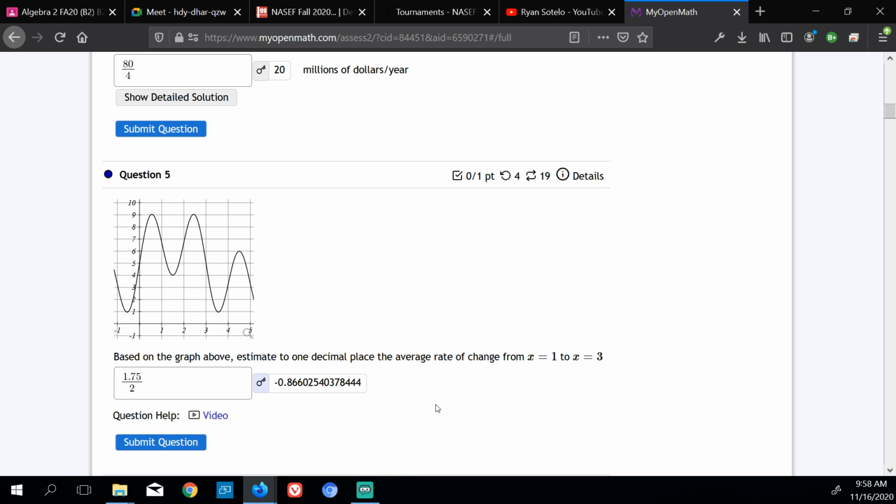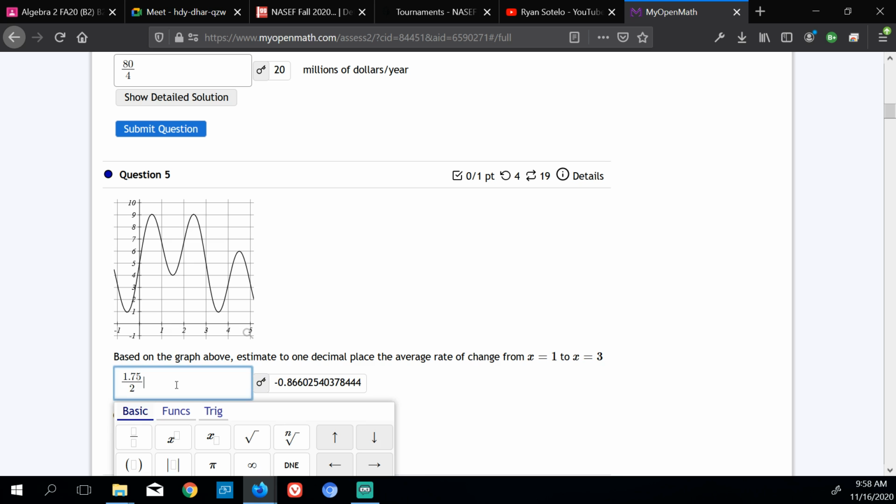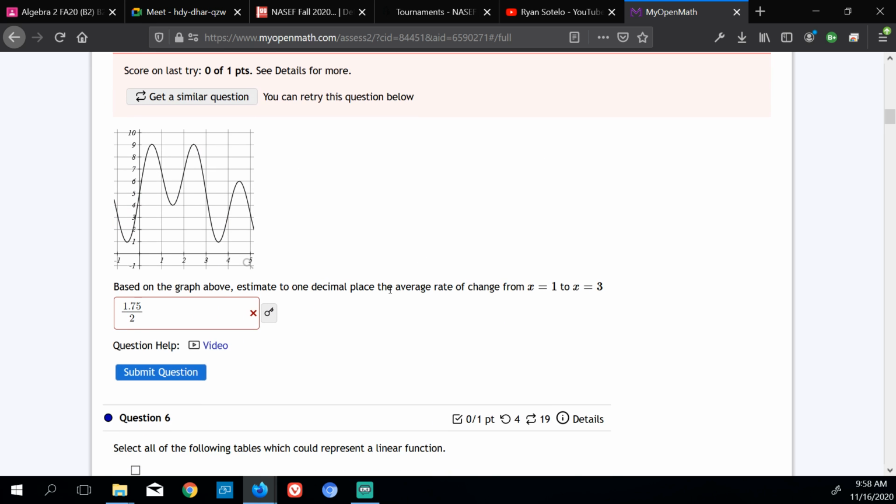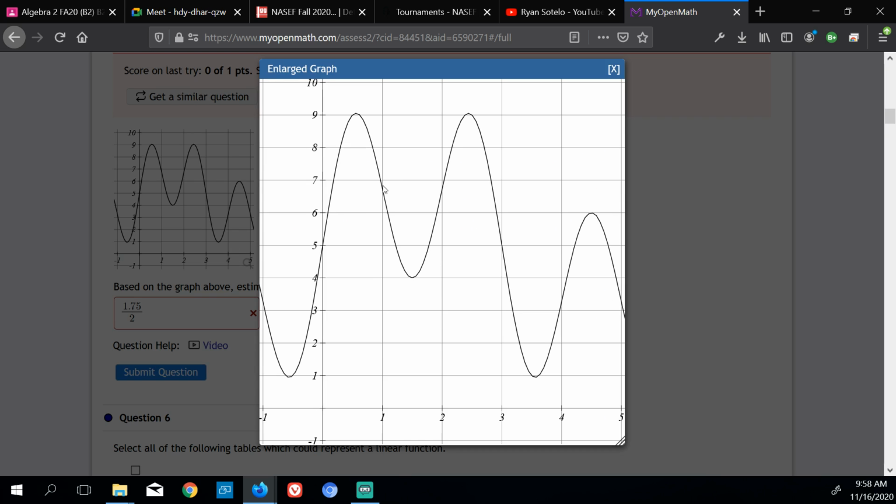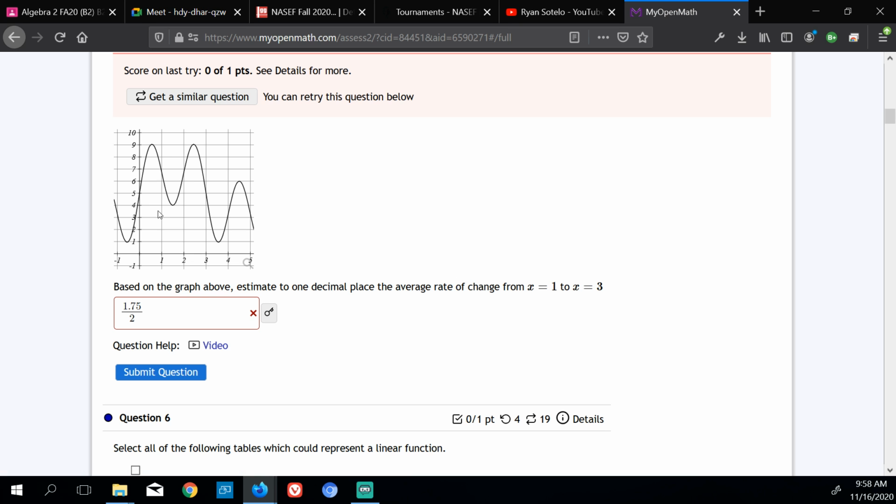I don't know if that's what they want exactly. Let's try it. Nope. Don't worry about that though, because when they have these weird little things that you have to figure out, that's not going to be on the test. So it'll be a nice cut where it's supposed to be.